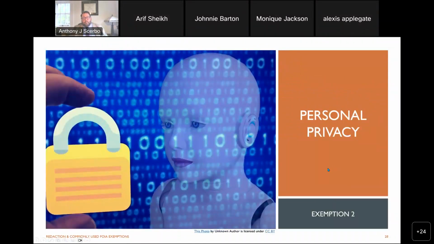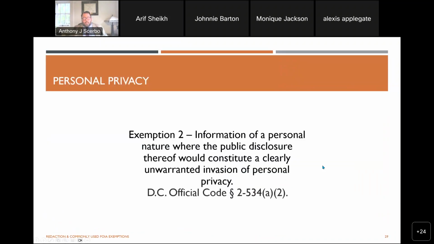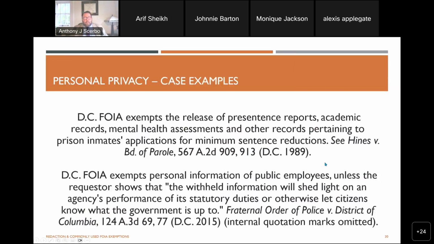Moving on now to personal privacy, to exemption 2: information of a personal nature where the public disclosure thereof would constitute a clearly unwarranted invasion of personal privacy. DC FOIA exempts the release of pre-sentence reports, academic records, mental health assessments, and other records pertaining to prison inmates' application for minimum sentence reductions. There's the case at that site.